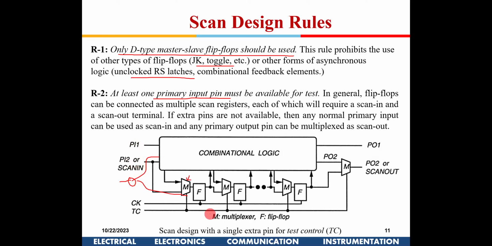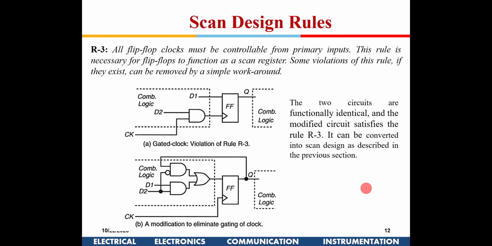So at least one of the input pins should be available for the scan function, not exclusively, but through a mux also. That pin can in one mode act like an input pin, and in the other mode we should be able to use it as a scan in pin. The same holds good for the output. In the scan out mode, we should be able to use that pin to read the data. Otherwise, it could give some primary output. Okay, these are the two rules.